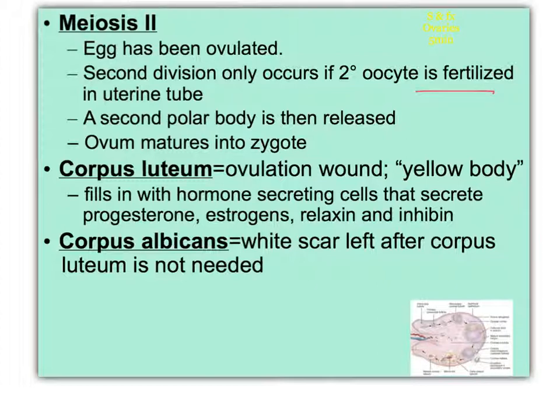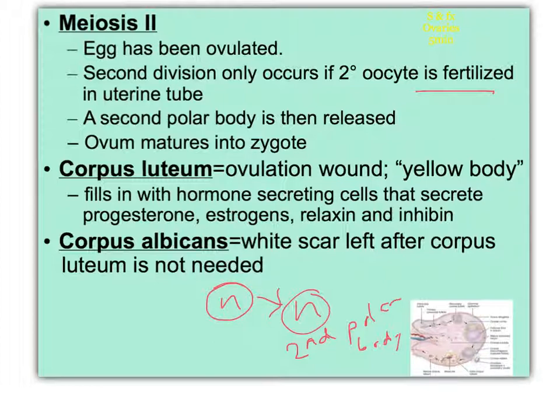So if the cell is fertilized, that cell hangs on to all of its DNA and will have a mitotic-like division. It'll release a second polar body. And there's our fourth cell.